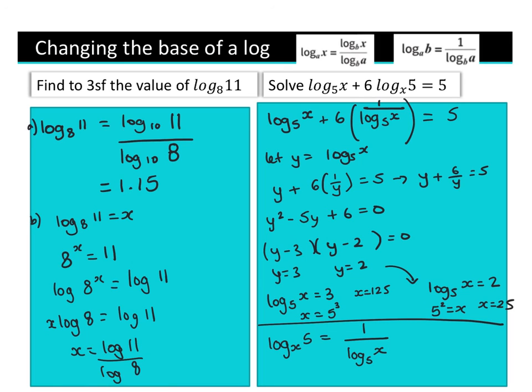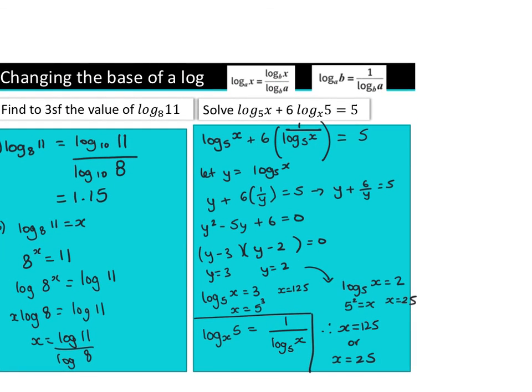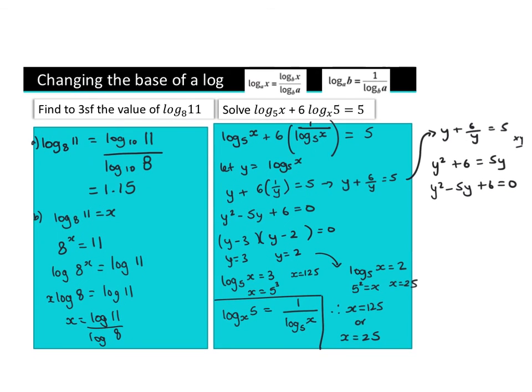Okay, so I now have our two solutions. And I'm going to make it explicitly clear. Therefore, x equals 125 or x equals 25. Okay, and just to go back, just so that we're all very confident, from here, y plus 6 over y equals 5. I multiplied every term by y. y squared, 6 over y times y is 6, 5 times y, 5y. I then moved everything to the left-hand side. y squared minus 5y plus 6 equals 0. Okay? And then I carried on from there.